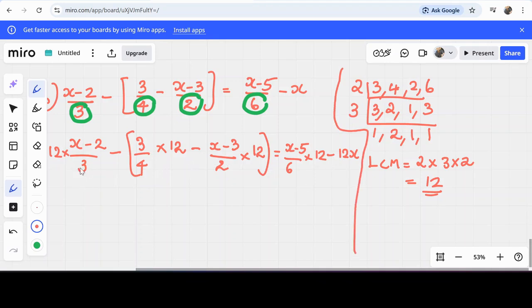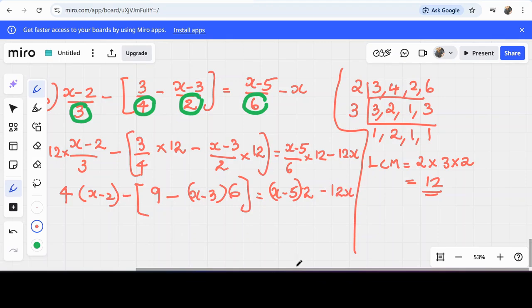If I multiply this 12 to here, I can cancel, so it will become 4 into x minus 2 minus, then here 3 by 4 into 12 is what? I can cancel this 4 and 12, so 3 into 3 is 9, minus, this 2 and 12 I can cancel, so it will become x minus 3 outside of the bracket there is a 6. Okay, then close this bracket, which is equal to x minus 5 divided by 6 into 12, I can write it as x minus 5 outside the bracket 2, then minus 12x.